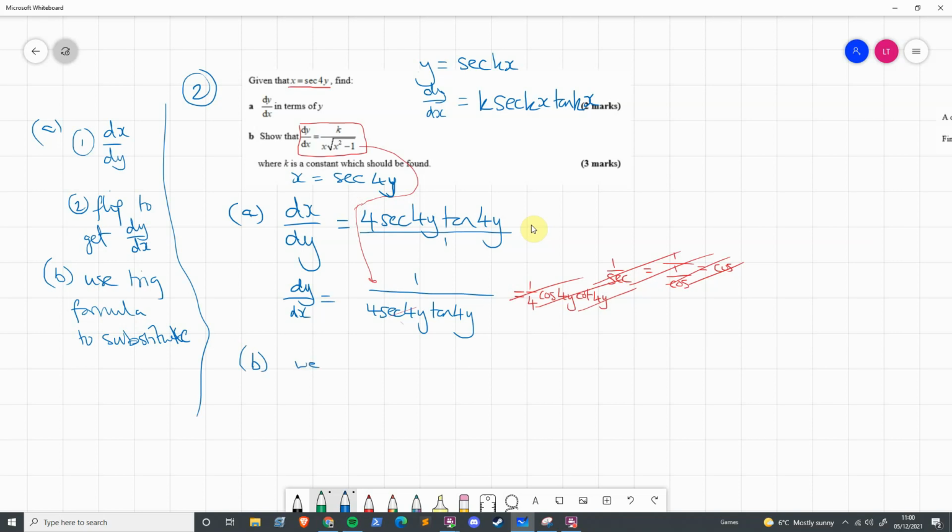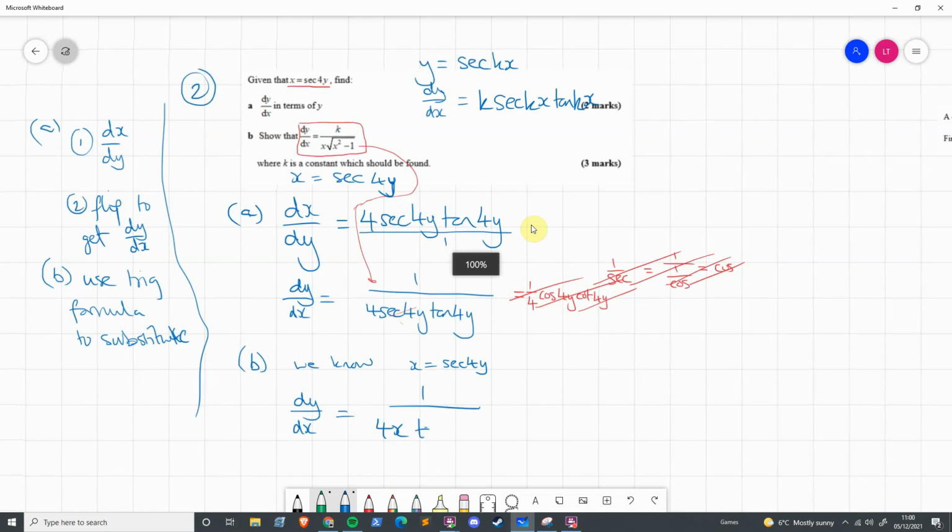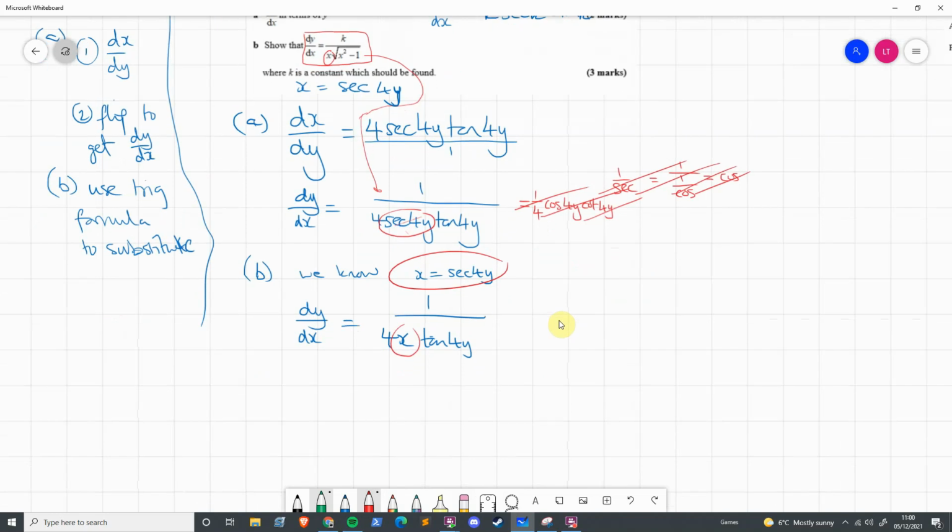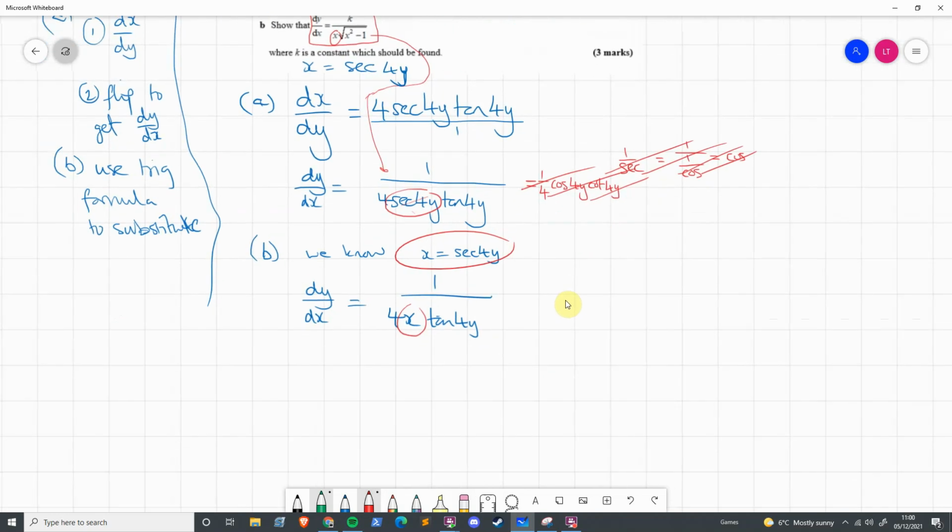So we know that x equals sec 4y. So straight away, I could say that this equals 4x tan 4y. Yeah? I can just do that. And I can already see I've achieved that x there. The awkward bit is about the tan.